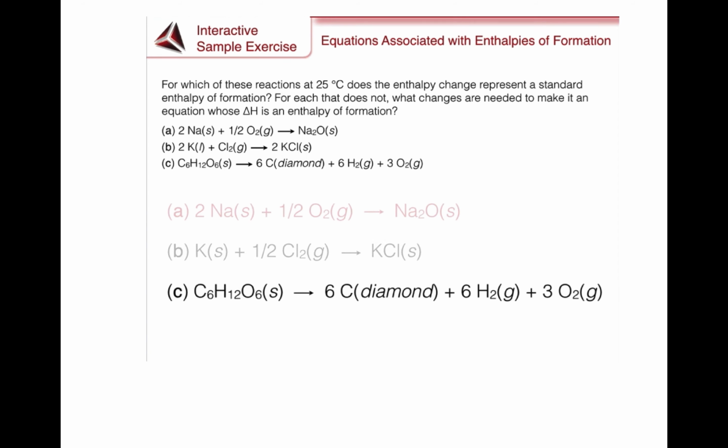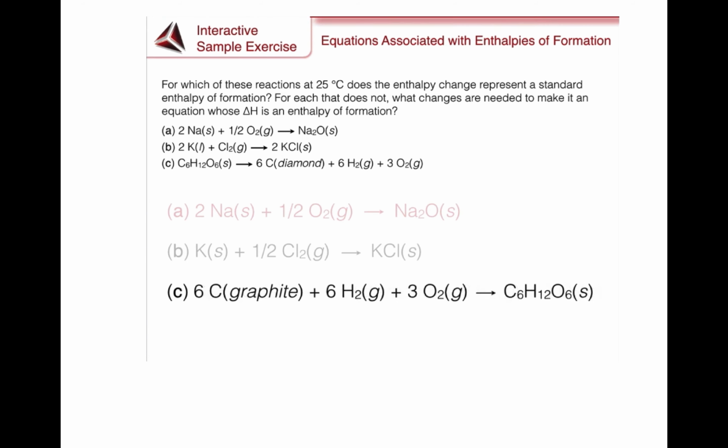Reaction C does not form a substance from its elements. Instead, a substance decomposes to its elements. So this reaction must be reversed. Next, the element carbon is given as diamond, whereas graphite is the standard state of carbon at room temperature and 1 atmosphere of pressure.